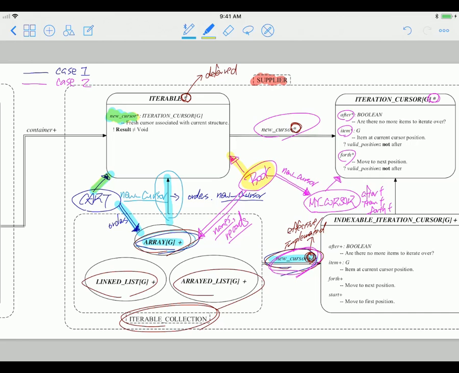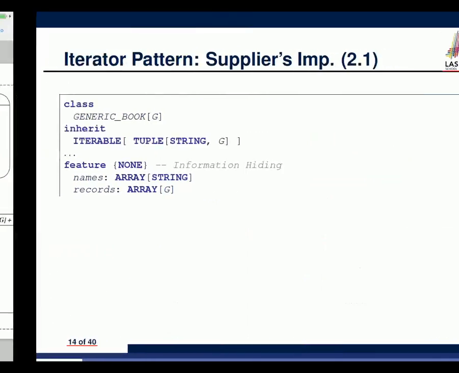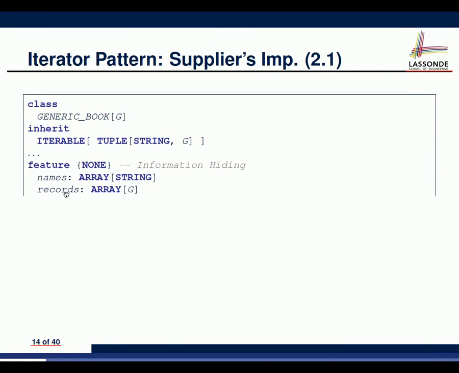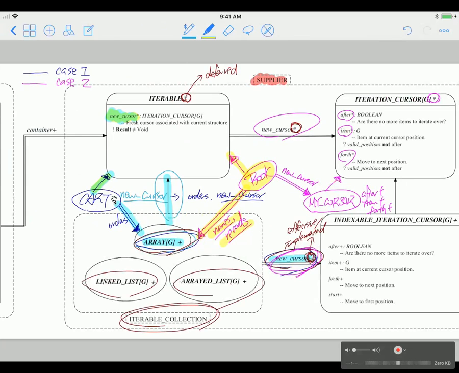Given that the book has two suppliers of type array, the names and the records, because you can see from the Eiffel code, we got names and records over here of type array. So we got client supplier. But the problem is, this is really why case one is different from case two. In case number two, it's difficult to directly compose two new cursor calls into one.